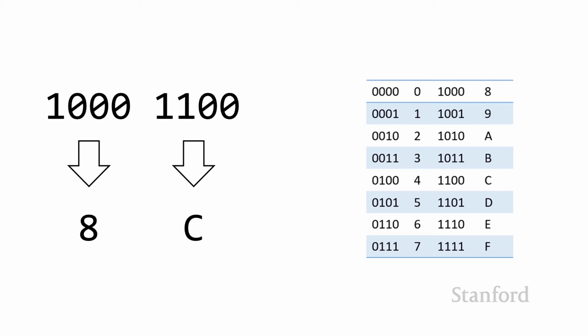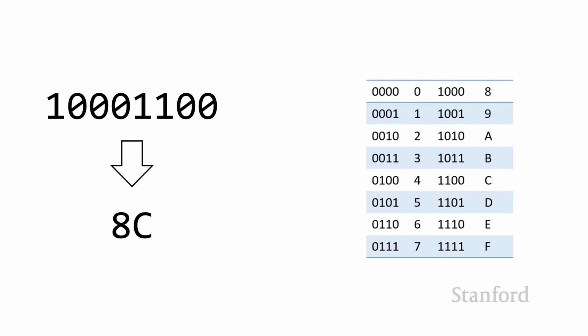All right, so we can look this up in our table, or we can do it in our head, and we can see that this corresponds to a C. And so we can see that this particular bit sequence, we've converted the first 4 bits to 8 and the second 4 bits to C. And so combined together, we can see that this whole sequence is 8C.